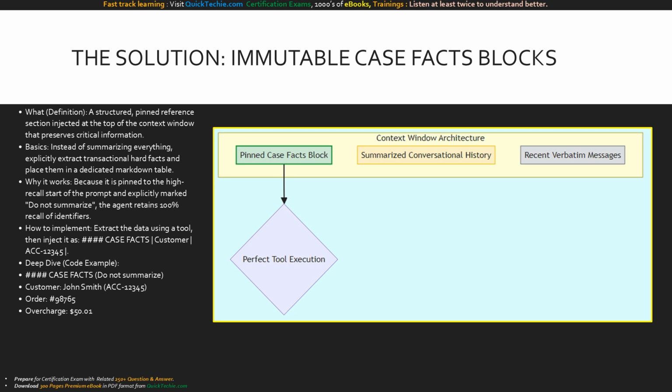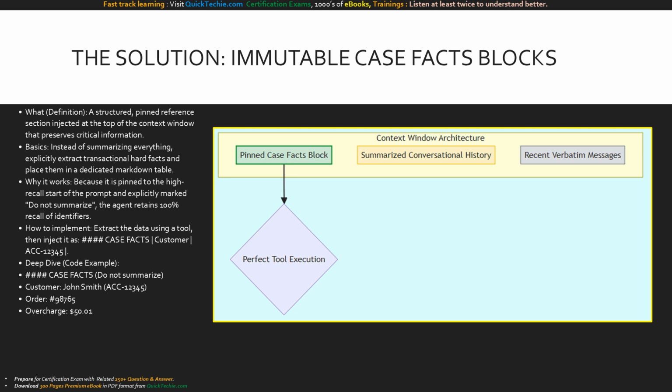Why is this so effective? First, it leverages position-aware ordering by placing the data in the high recall zone at the start of the prompt. Second, because you explicitly flag it with "Do not summarize," the agent has 100% perfect recall of those identifiers on turn 1 or turn 50. It is the ultimate safeguard for transactional workflows.